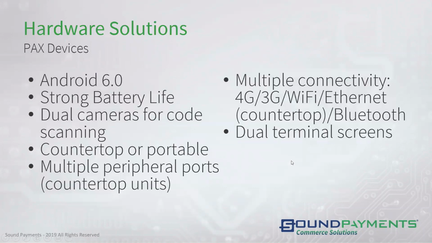All right, so the PAX devices, these are all based on Android. They've got strong battery life. Now, the ones that are meant to be countertop, that's the 500, 700, and 800. The battery life is short. It's about 10 to 15 minutes. And really the purpose of that is in case the merchant does have any power failure, you're not going to lose the transaction in the middle of the transaction.